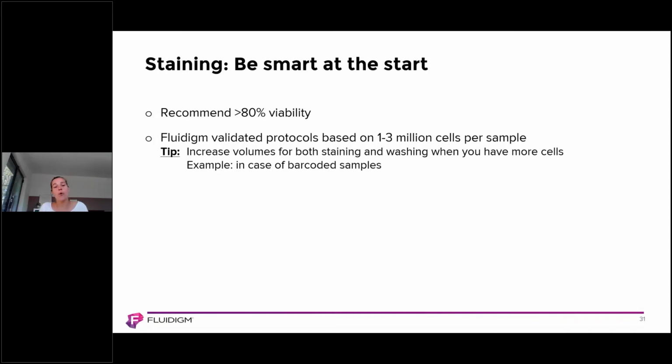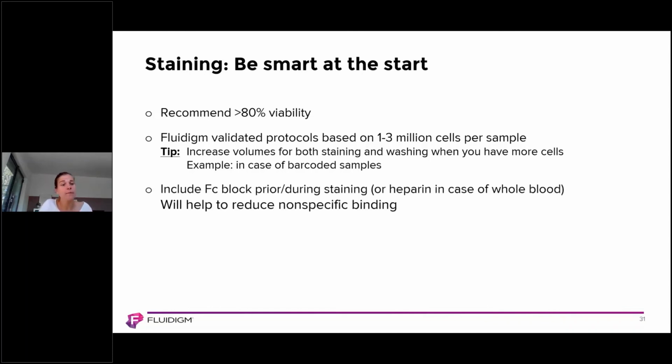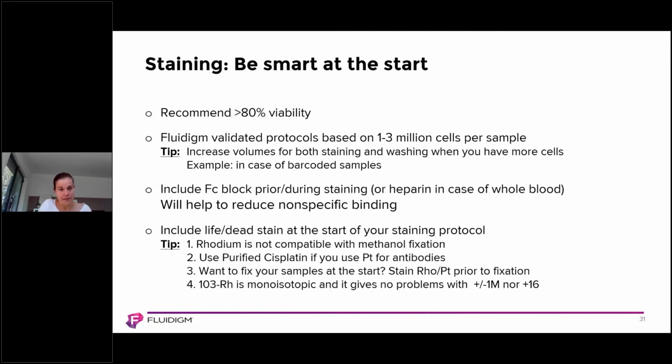Another thing, all our protocols are validated on 1 to 3 million cells. So if you want to use more cells, just increase your staining volume and washing volume. And this can happen when you use barcoded samples, for example. Always use Fc block to reduce unspecific binding. You can also use heparin if you use whole blood. If you stain whole blood, it will block and reduce the unspecific binding.